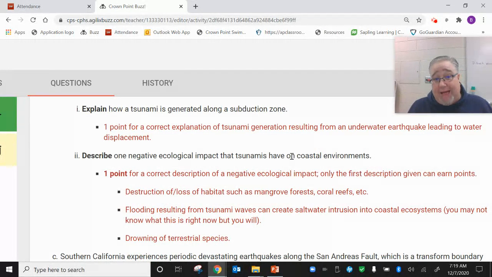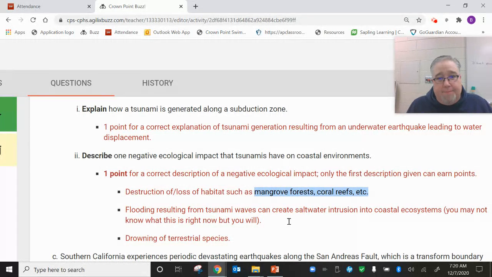Describe one negative ecological impact that tsunamis have. Be specific with this. Destruction of habitat. What types of habitats are along the coast? Because that's where that's going to happen. You can say things like coral reefs, maybe intertidal zones, or mangrove forests. Those are all coastal habitats. If you just say destruction of habitat, I'll give you the point for this particular FRQ, but on the exam, they might want you to be a little more specific and mention what type of habitat. So name one. You can do it.